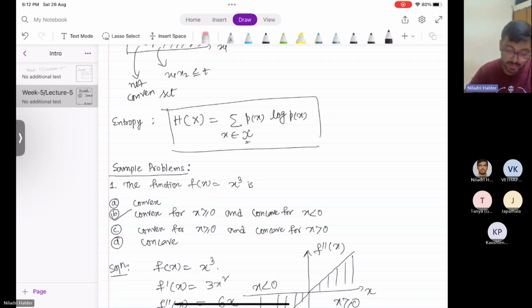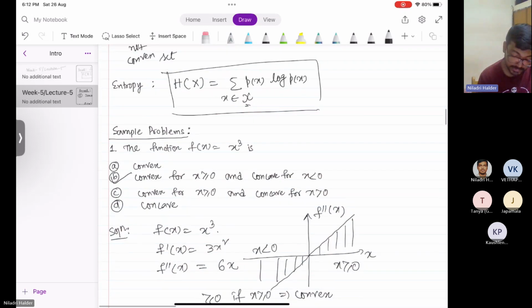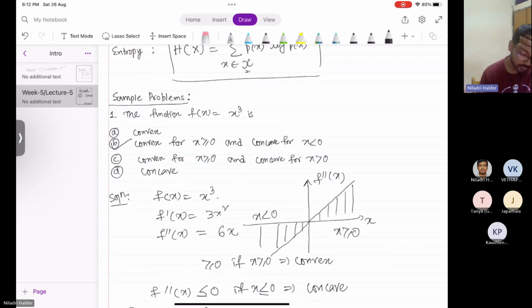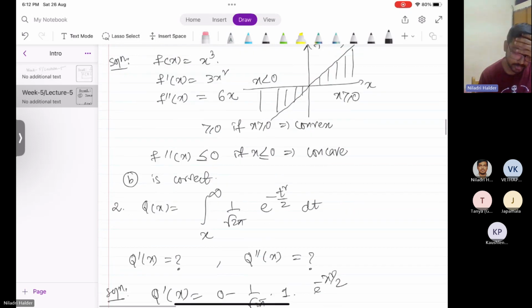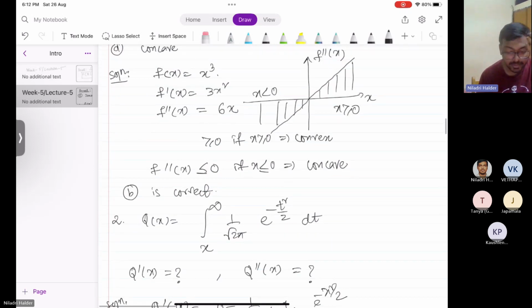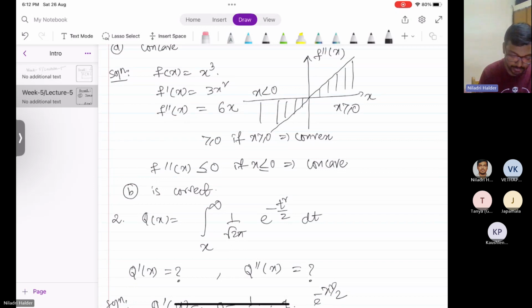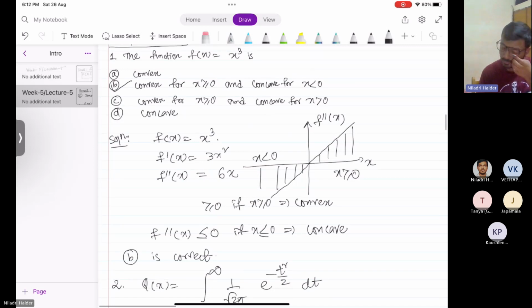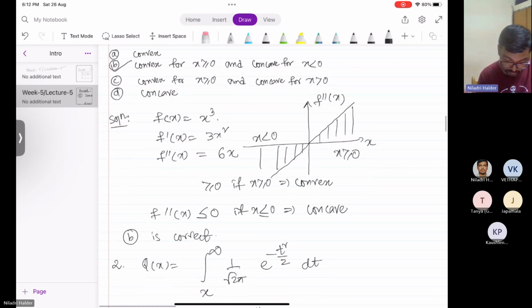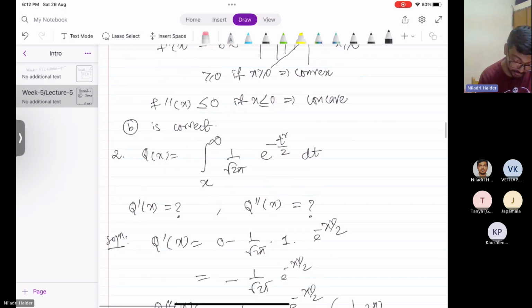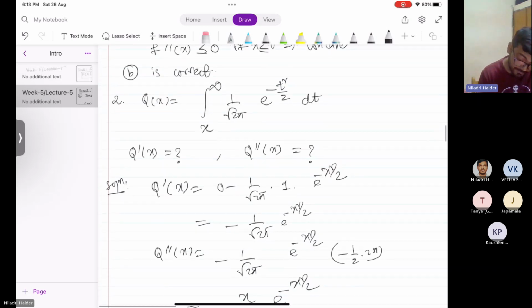Then some sample problems. The first question: the function f(x) is equal to x cube. We need to say whether it is always a convex function, always a concave function, or whether there are some conditions. We need to find the double derivative of this f(x), and here it comes to 6x. So for x greater than or equal to 0, it's a convex function. For x less than or equal to 0, it's a concave function. So in one case it is convex, and in the other case it's concave.